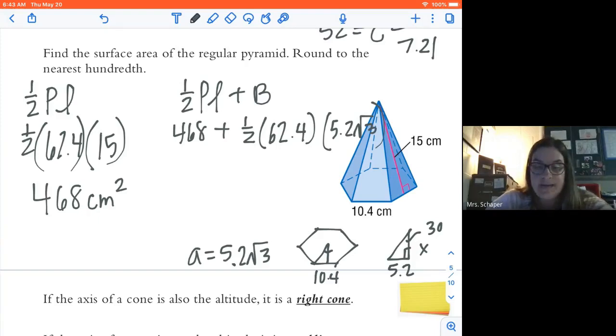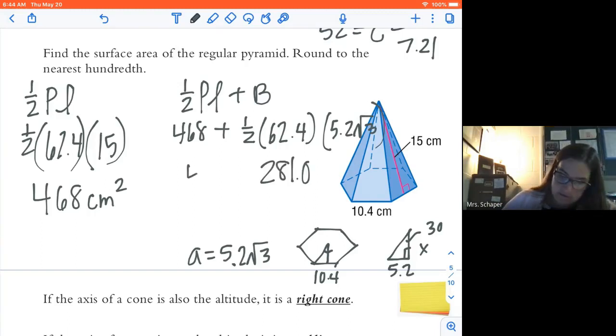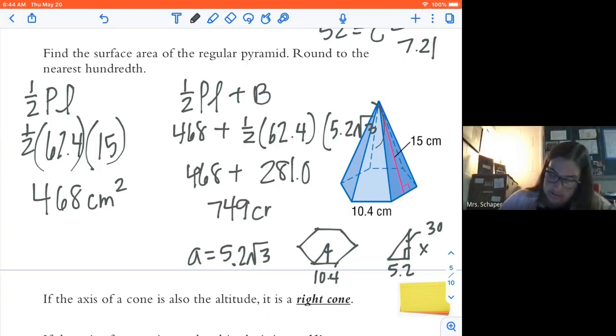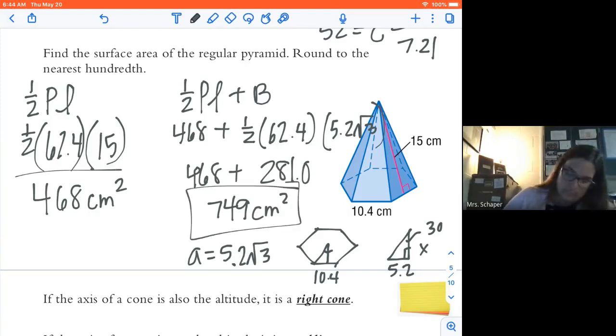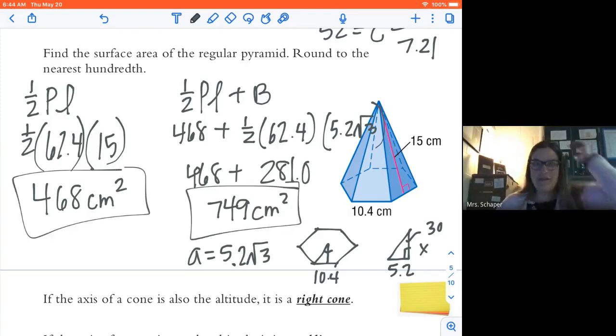All right? So I'm going to multiply that out, 62.4 times 5.2 times the square root of 3, and then divide that in half. That's going to give me 281.0. So 468 plus 281 would be 749 centimeters squared. So still using that idea of the apothem and trig functions, which is super exciting, right?